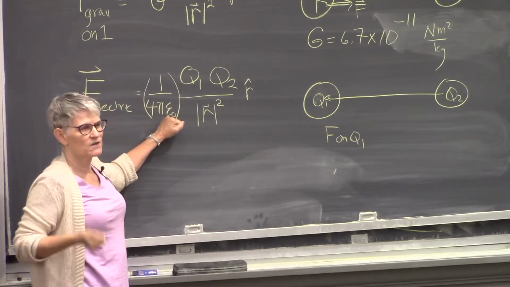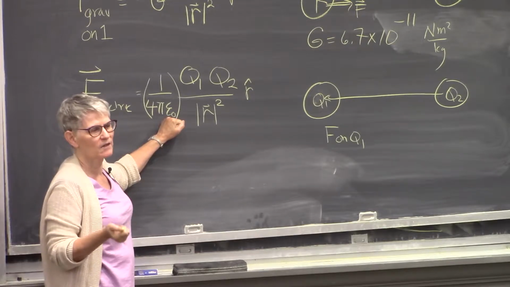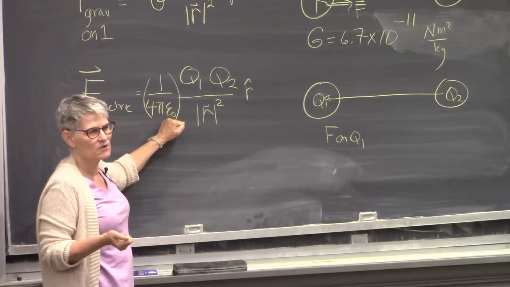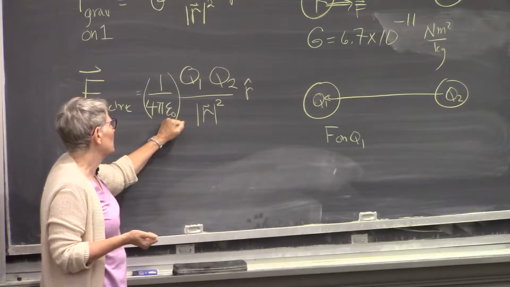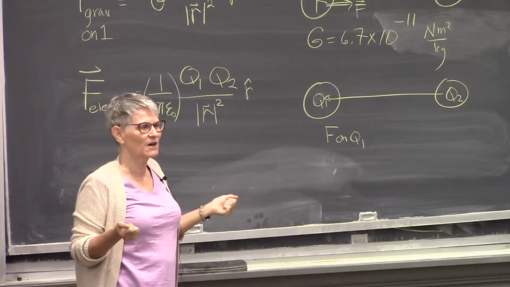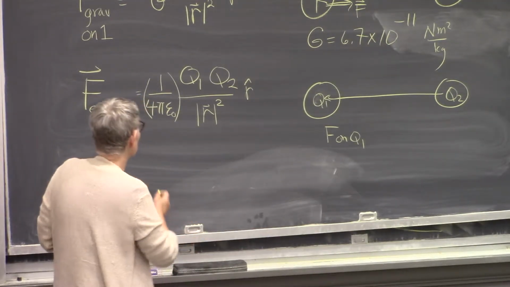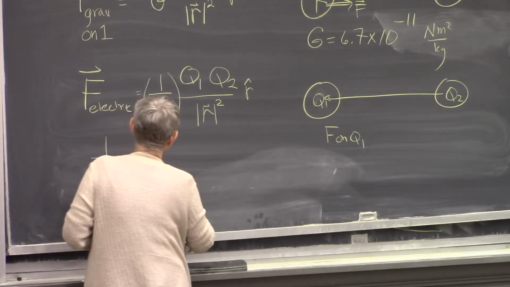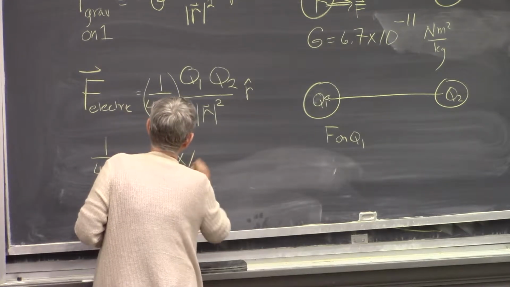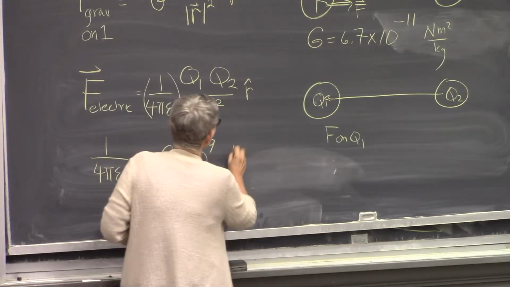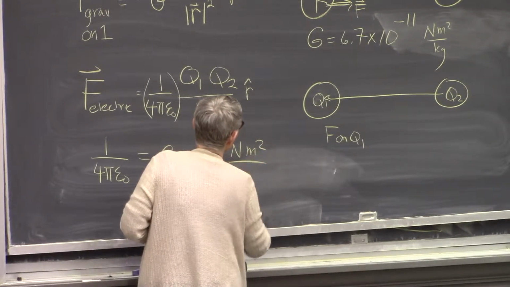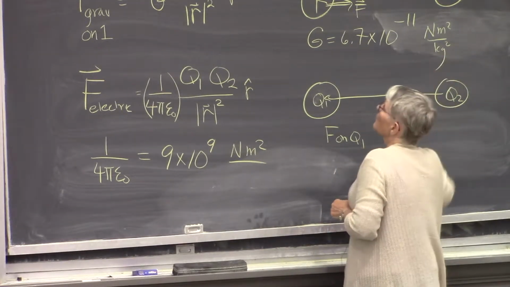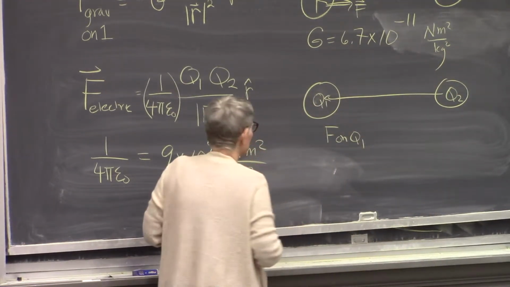And the reason we write it this way is that the quantity epsilon 0 is kind of the primal constant here. And it has a life of its own that's sort of interesting, as we'll see next semester. So instead of using yet another k for a constant, we'll actually just write it out this way. And the whole thing, 1/4 pi epsilon 0, is equal to 9 × 10⁹ newton meters squared, in this case not per kilogram squared, but per coulomb squared.